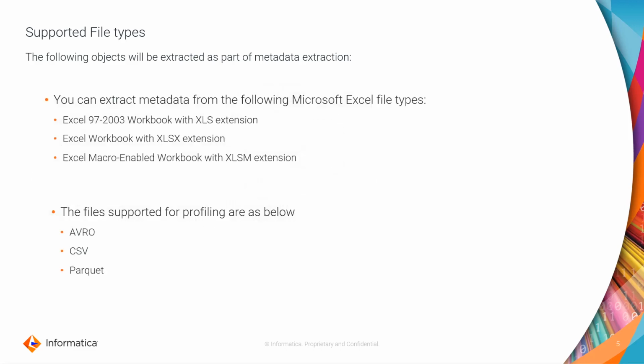Also, you can extract metadata from the following Microsoft Excel file types: Excel 97-2003 workbook with XLS extension, Excel workbook with XLSX extension, and Excel macro-enabled workbook with XLSM extension. And the below files will be supported for profiling: Avro, CSV, and Parquet.